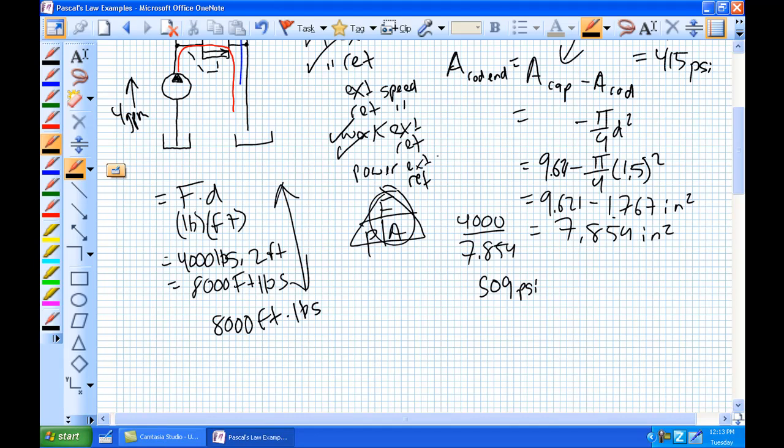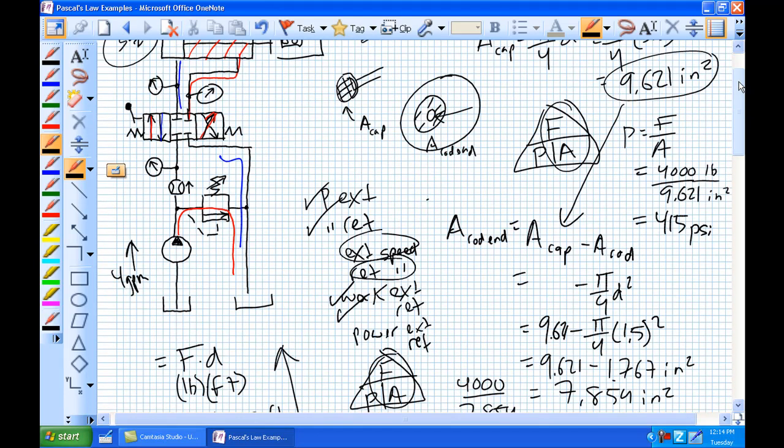Do we have everything we need for this? The answer is no. First off, what is power? Power is the time rate of work. So the time rate of work, we need the time. So we need to find our extension speed at 4 gallons per minute and our retraction speed at 4 gallons per minute.